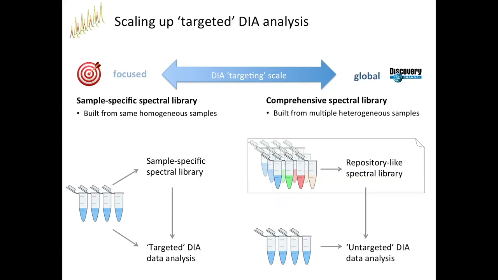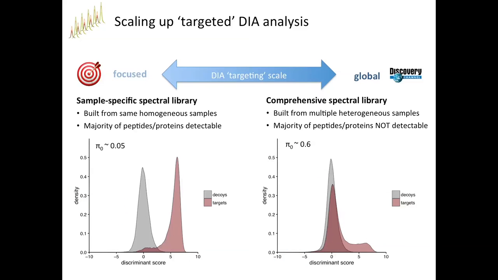And in this case, you have a very extensive spectral library, but you might be analyzing only a small sample set that is only representing a very small fraction of what is actually represented in the spectral library. And the important difference between these two cases is that the discriminant score distributions that Ludovic has been talking about look really, really different between these two cases.